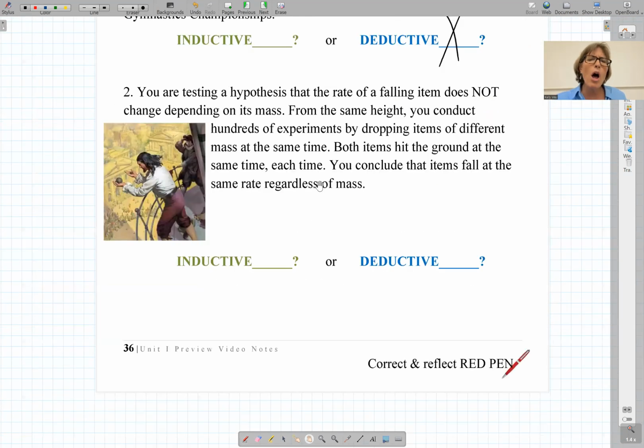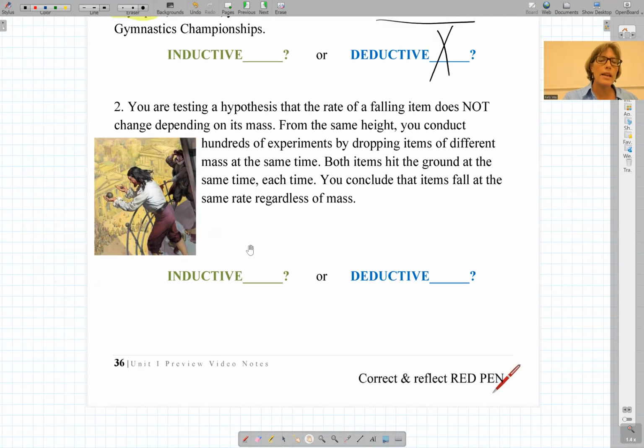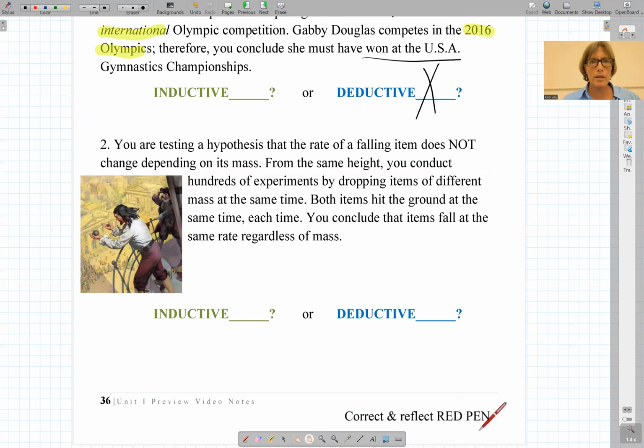You are testing a hypothesis that the rate of falling items does not change depending on its mass. From the same height, you conduct hundreds of experiments by dropping items of different mass each time. Both items hit the ground at the same time each time. You conclude that the items fall at the same rate, regardless of mass. You come to a general truth, that is inductive reasoning. The discovery of a truth.